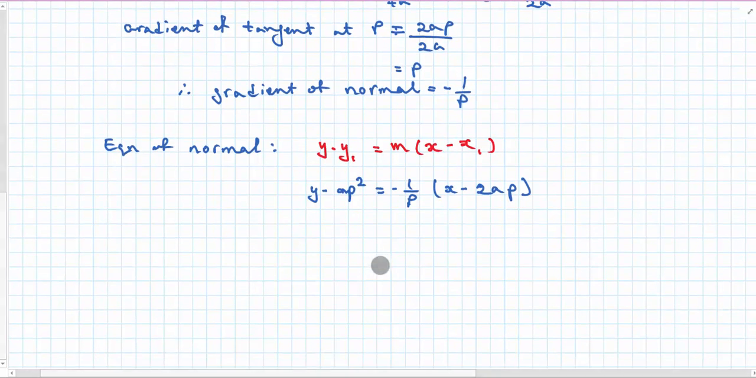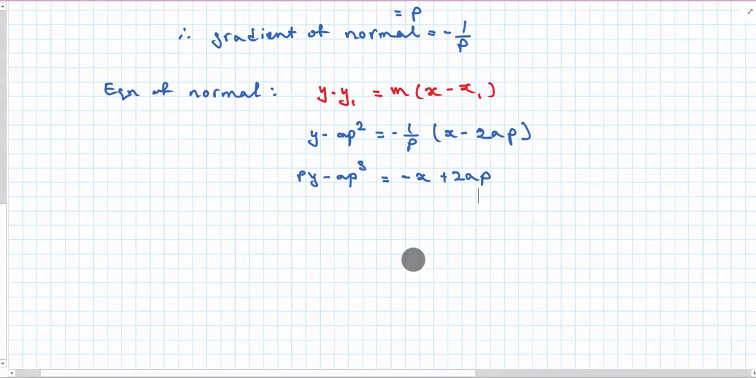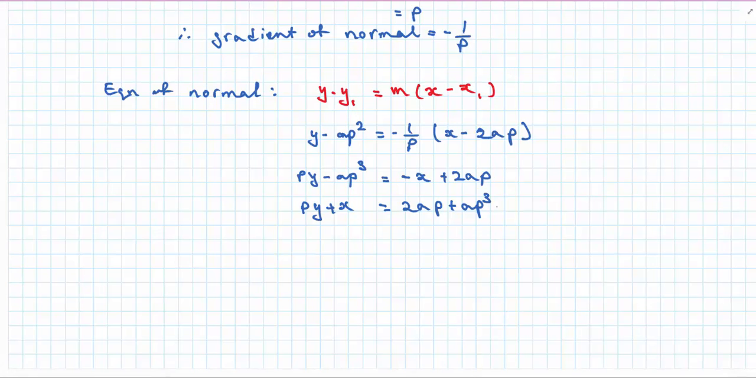And then I am going to rearrange. So I end up with py minus ap cubed equals negative x plus 2ap. So py plus x equals 2ap plus ap cubed. And again, I can rearrange, I can factorize. It all depends on what we're trying to achieve and what the question wants.